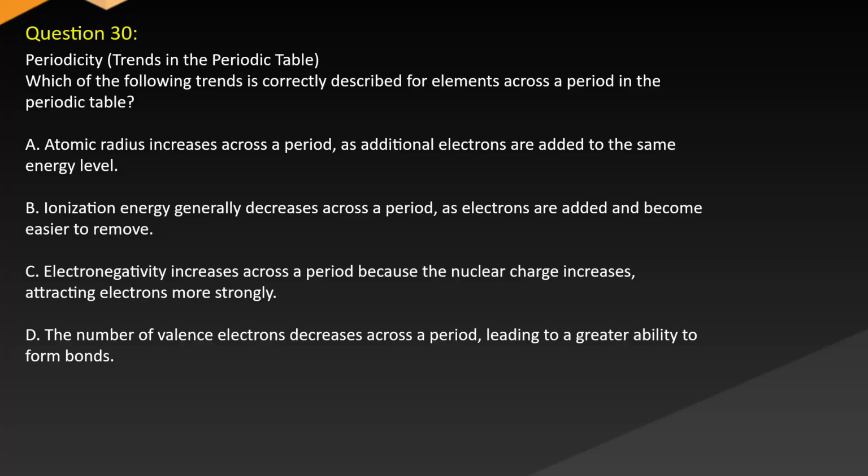Question 30. Periodicity. Trends in the periodic table. Which of the following trends is correctly described for elements across a period in the periodic table? A. Atomic radius increases across a period as additional electrons are added to the same energy level. B. Ionization energy generally decreases across a period as electrons are added and become easier to remove. C. Electronegativity increases across a period because the nuclear charge increases, attracting electrons more strongly. D. The number of valence electrons decreases across a period, leading to a greater ability to form bonds.